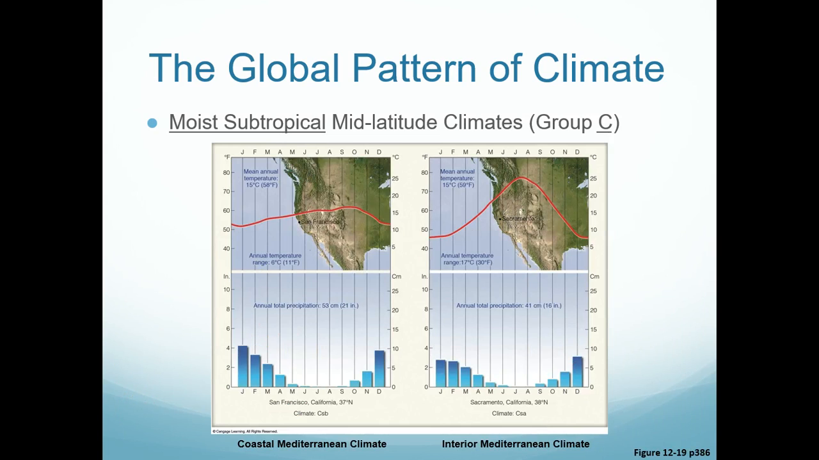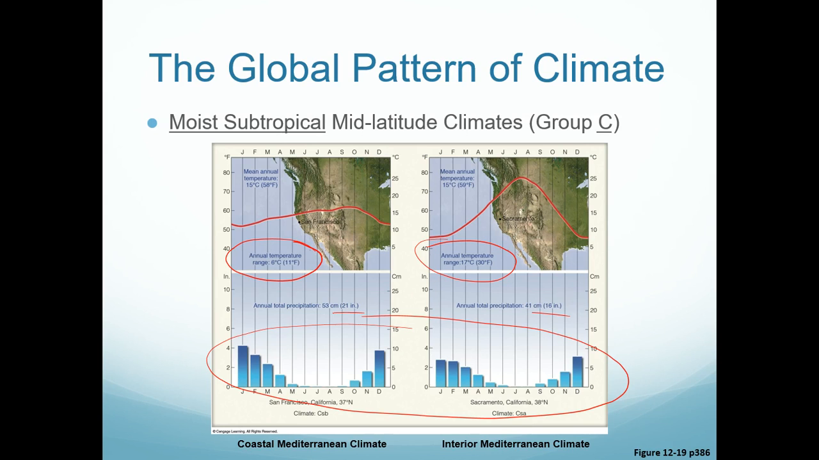San Francisco and Sacramento, very close to each other, and you can see that their precipitation patterns are very similar. It's 21 inches a year in San Francisco, 16 inches a year in Sacramento. But notice the temperature ranges. In San Francisco, you get a range of about 11 degrees through the year. Sacramento, because it's more inland and drier, gets a much larger temperature range of about 30 degrees Fahrenheit.